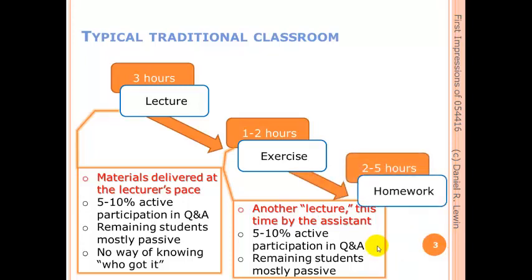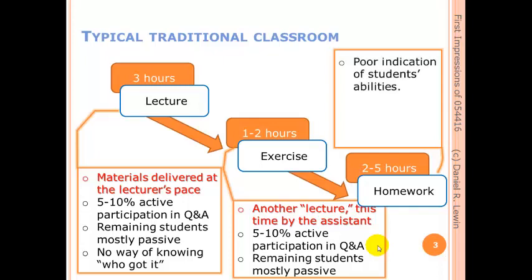We then send our students home to do homework, which might take them between 2 to 5 hours. This is the first time most of the students will take an active role in their learning, and now they're on their own. If we require them to hand in their work for grading, they will all do so, but not all of them will have done this on their own, and so this will provide an unreliable measure of the true capabilities of the students.